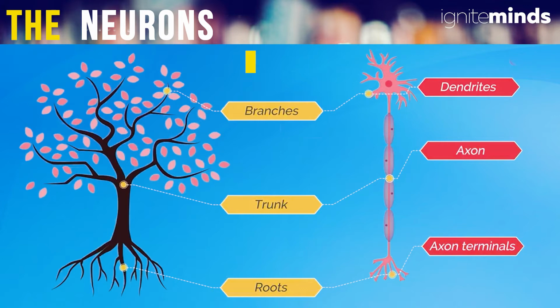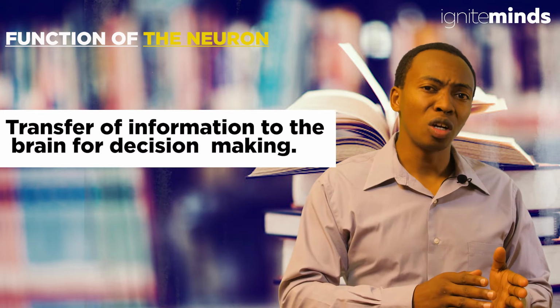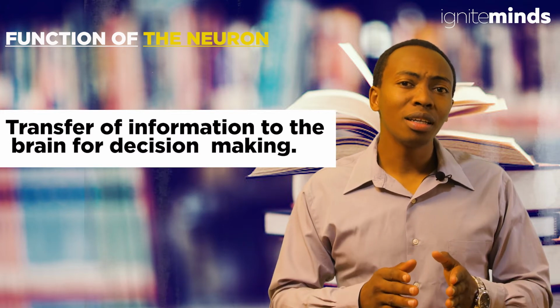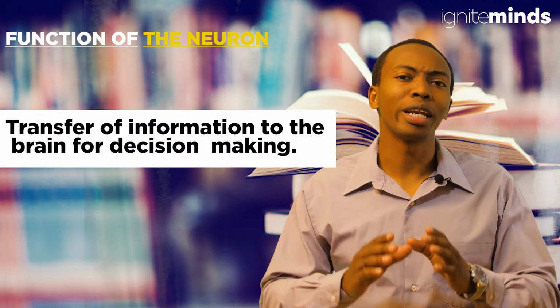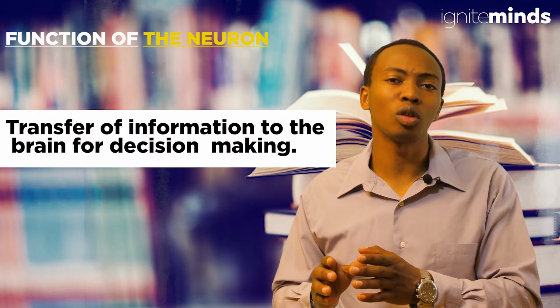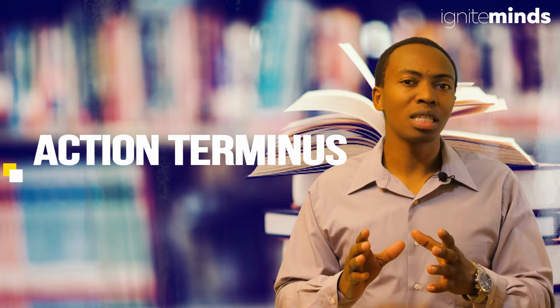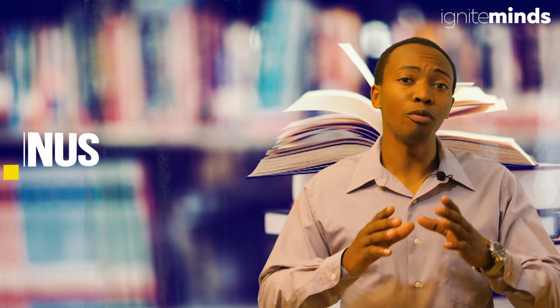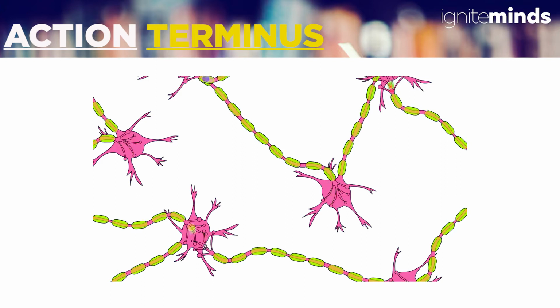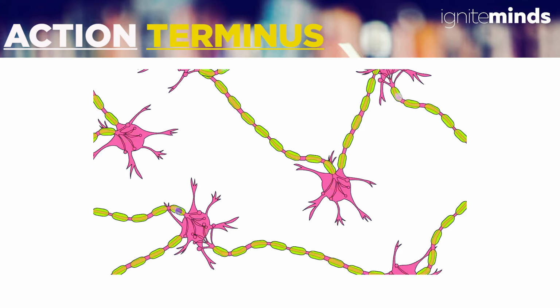Now, what are the functions of the neurons? Well, the neurons transfer information to the brain so that the brain can absorb the information and make the important decision for the body. Now, let's talk about the axon terminus. What happens on the axon terminus is that information in the form of electric impulses is transferred from one neuron to another. In fact, information jumps from one neuron to another through small spaces that we call the synapse.